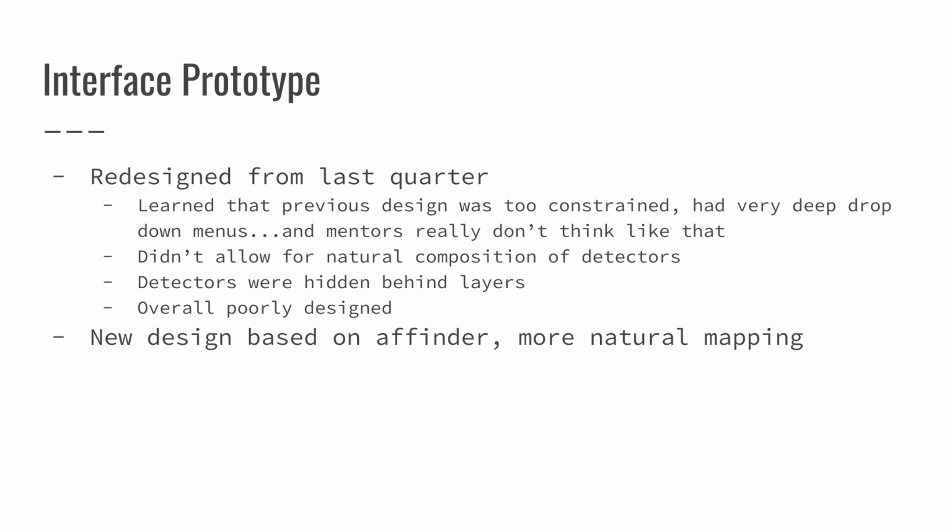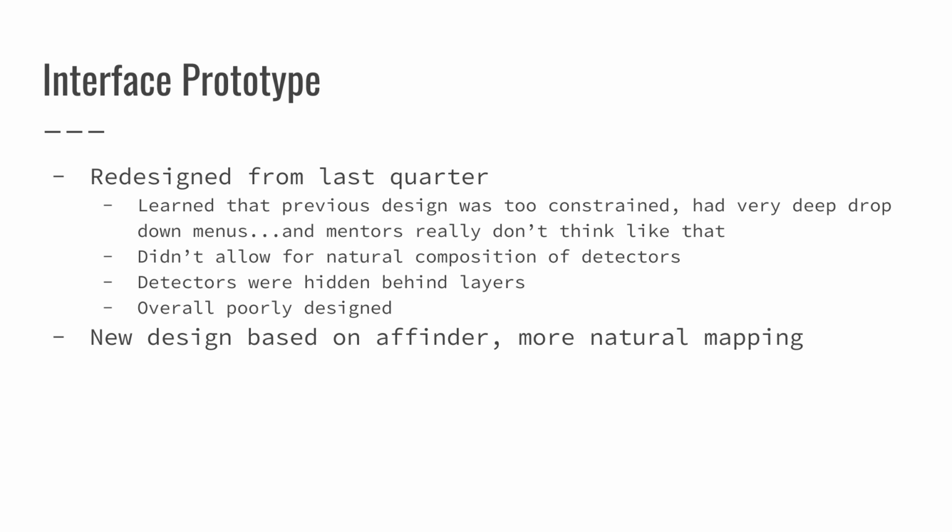This is a significant redesign from last quarter, whereas the last quarter design was very constrained and had very deep drop-down menus, and that was how mentors would select their primitives. The feedback that we got from that was that it wasn't very intuitive, and it was oftentimes difficult to find primitives. It also didn't allow for a natural composition of detectors, where it just seemed that mentors didn't think in that drop-down sort of way. I'm kind of glossing over this because I don't think it's too important for the purpose of this talk. And overall, it was just poorly designed.